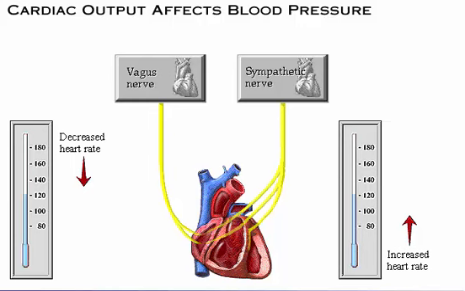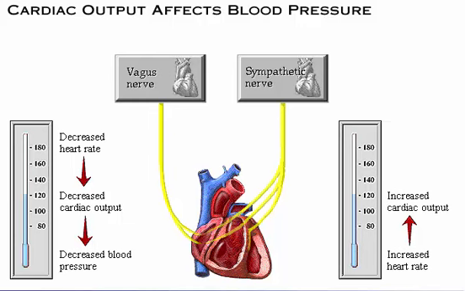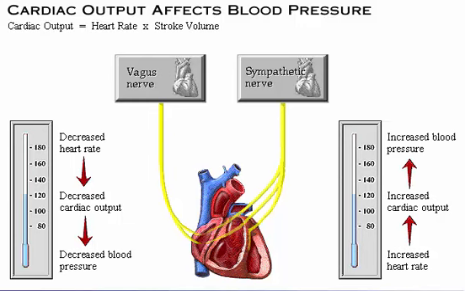So far, we have looked at how peripheral resistance, vessel elasticity, and blood volume affect blood pressure. Cardiac output also has a direct effect on blood pressure. Anything that decreases cardiac output also decreases blood pressure because there is less pressure on the vessel walls. Conversely, an increase in cardiac output results in increased blood pressure. Recall that cardiac output equals heart rate times stroke volume. Thus, anything that affects heart rate and/or stroke volume affects cardiac output and thus blood pressure.